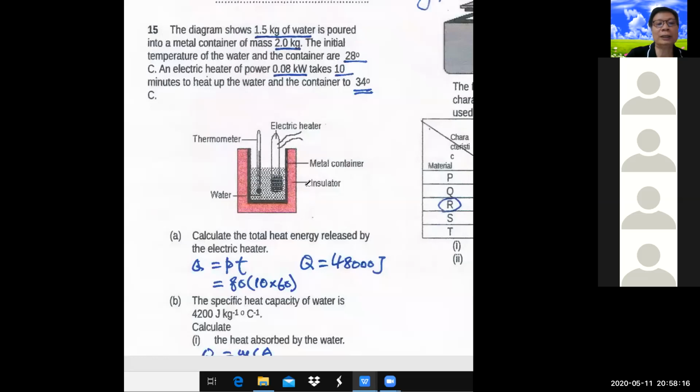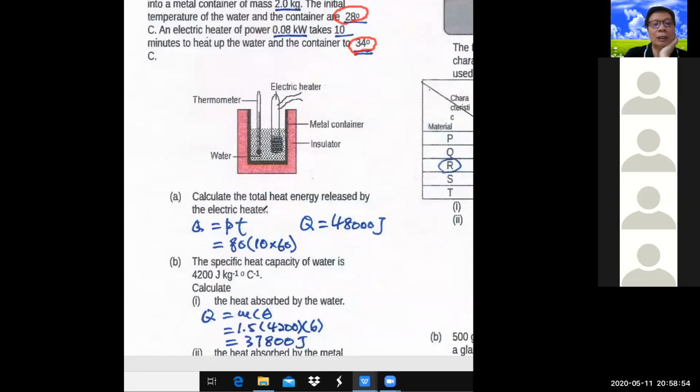The initial temperature of the water and container is 28 degrees, room temperature. Okay. The electric heater power is 0.08 kilowatt. This is a heater, right? It takes 10 minutes to heat up the water to 34. Okay, means to heat up the water and also the container to the same temperature, to 34 degrees. Means the temperature only increases by 6 degrees, from 28 to 34.